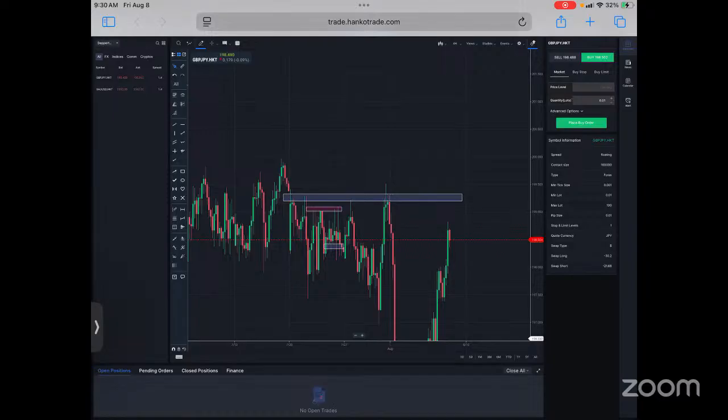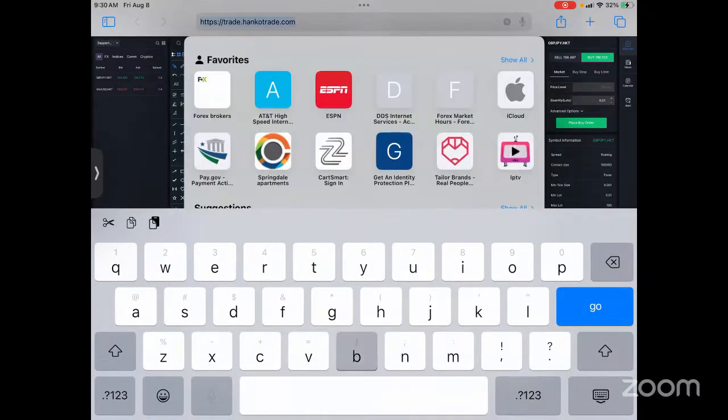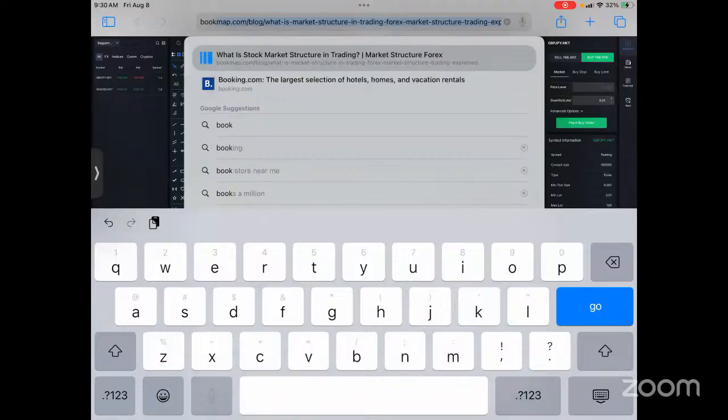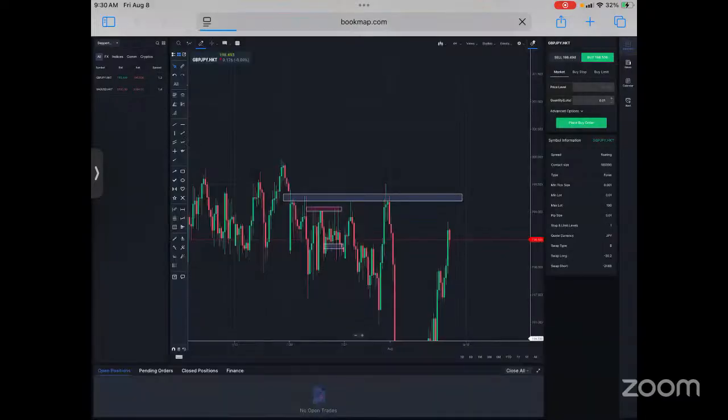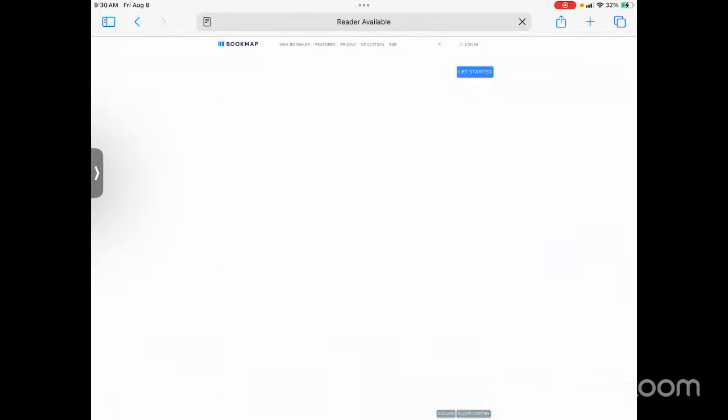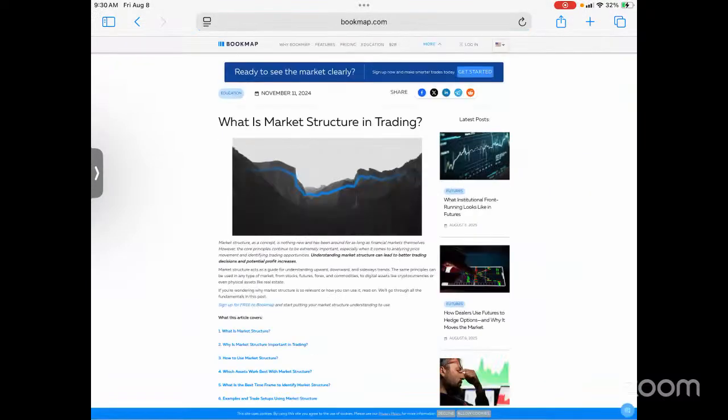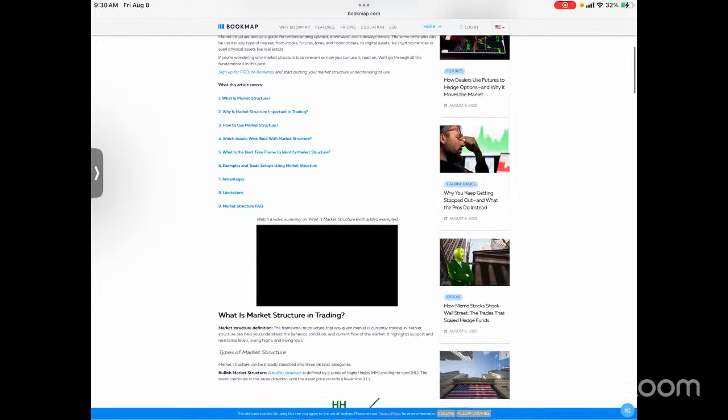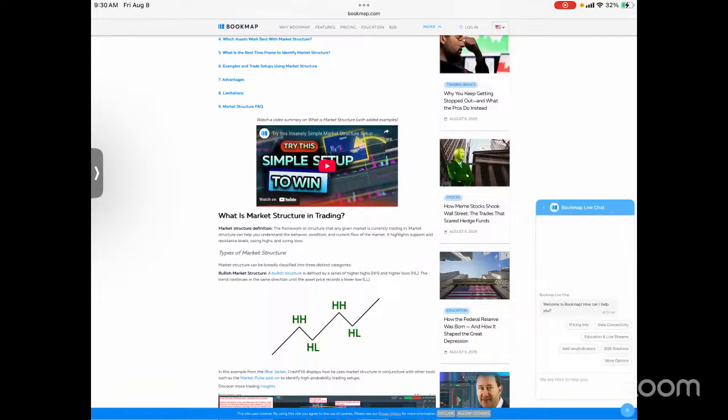So, all right, let me share this website with you guys. It's called bookmap.com. You can look this up. What is market structure? I would highly recommend you guys read through this. It is a good read. You all will learn how to implement market structure in your trading, and most importantly, how to really see your entries and your exits.